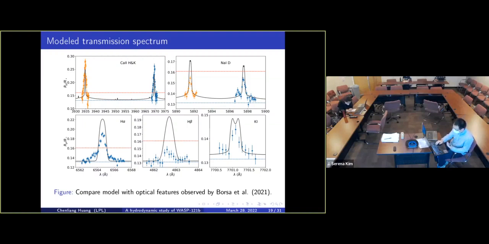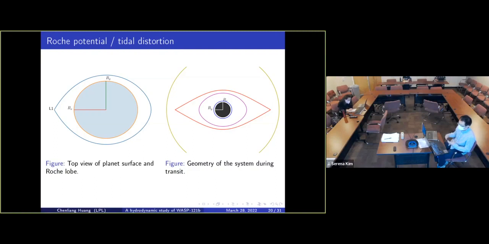There's clearly a big elephant in the room: we haven't included the Roche potential or the tidal distortion. The planet has a very low surface gravity. On the left-hand side, this is a to-scale cartoon. I showed the Roche lobe and the surface of the planet. It has already almost filled the Roche lobe, and you can see it's already elongated. This is the view from the top, from the North Pole, and the right-hand side is the view from basically the telescope.